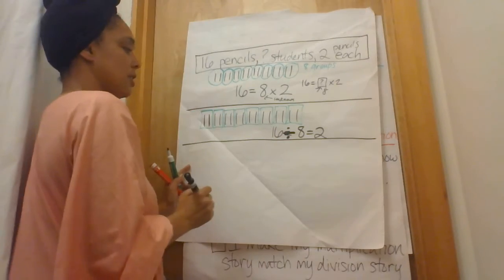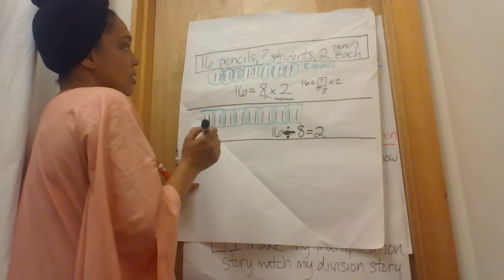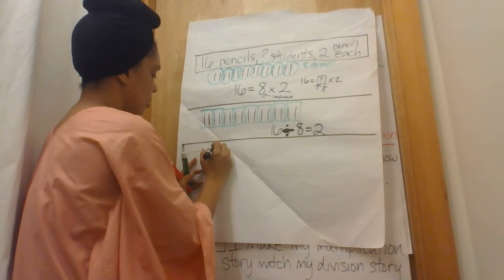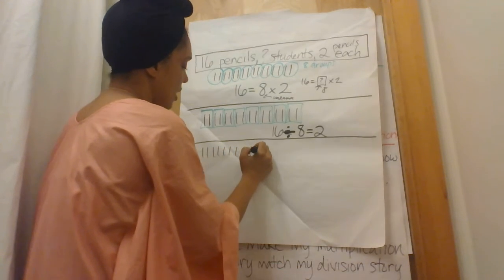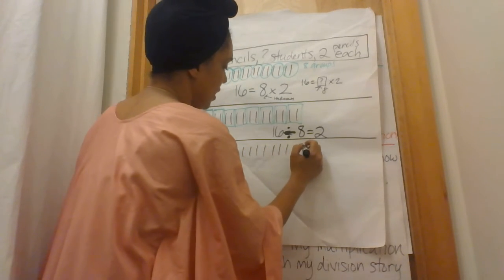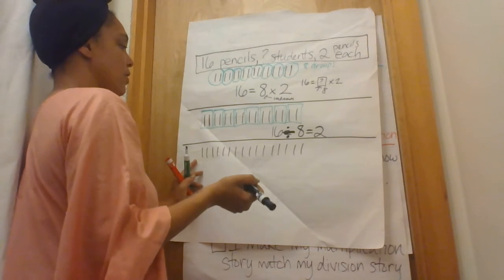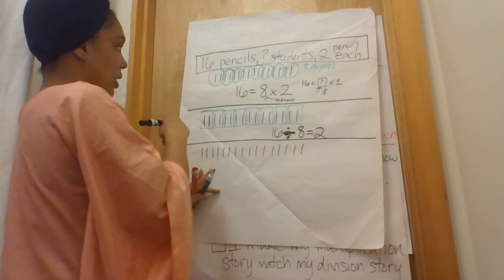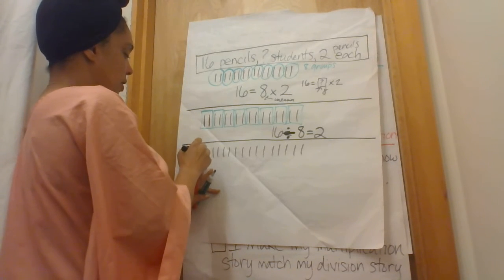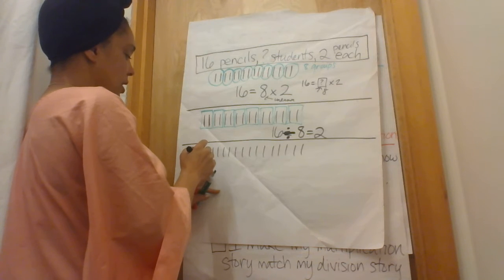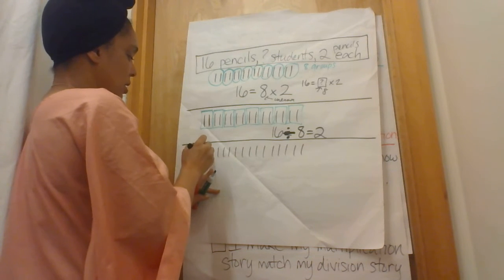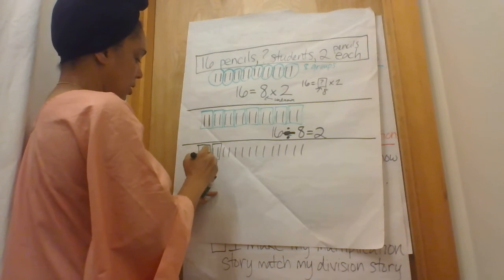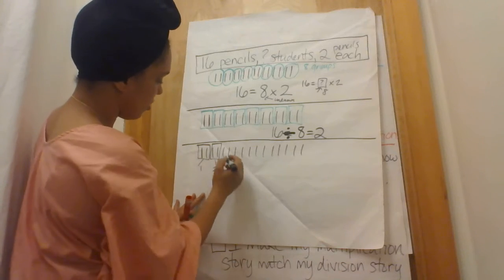Let's do a different way, right? So again, we know that we have 16 pencils, 3, 4, 5, 6, 7, 8, 10, 11, 12, 13, 14, 15, 16, right? What's another way that we can look at this? We can say, okay, well, I know that this is going to be in 2, right? So I'm going to put 2 of these aside for the first student. I'm going to put 2 of these aside for the second student. So this is 1 student. This is for 2 students.